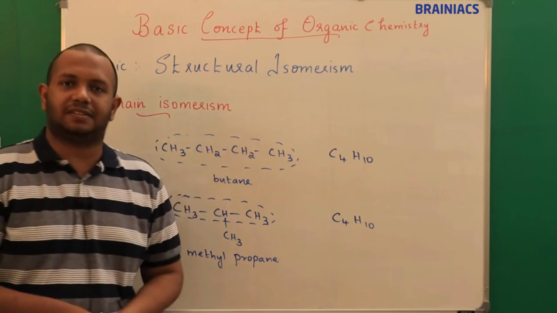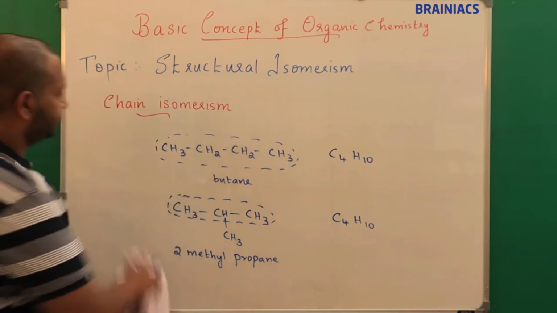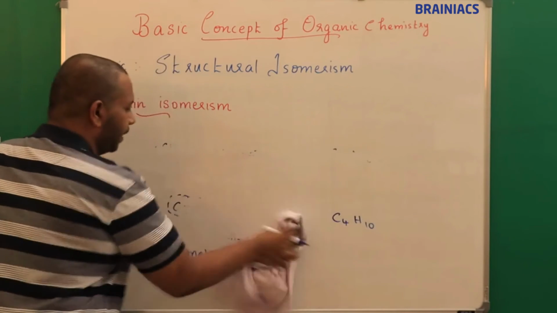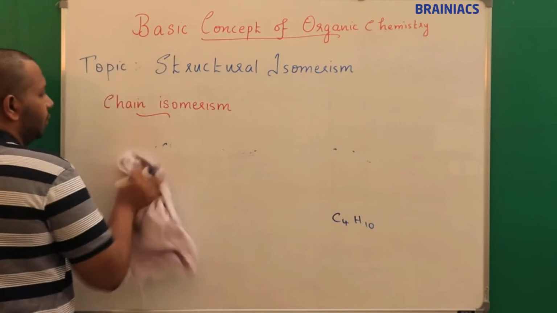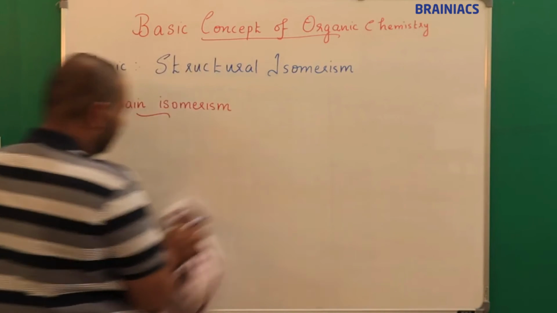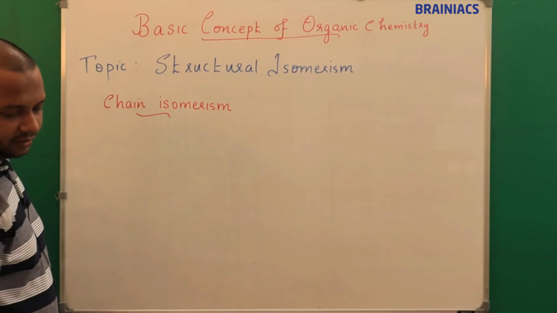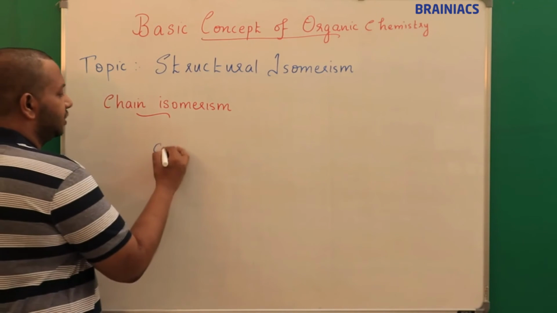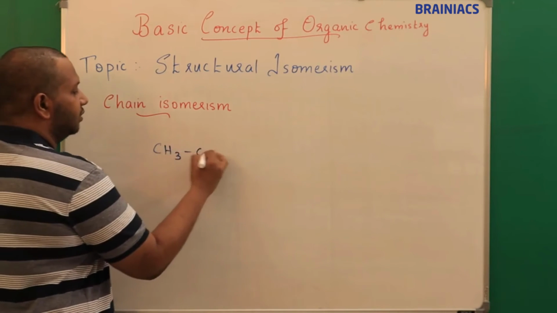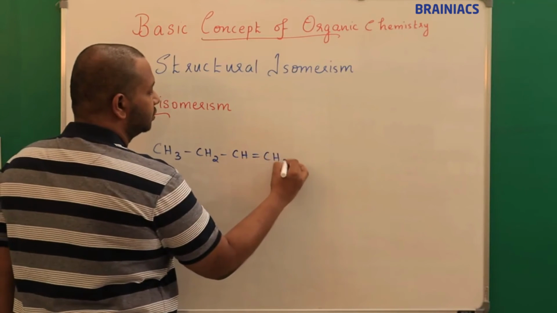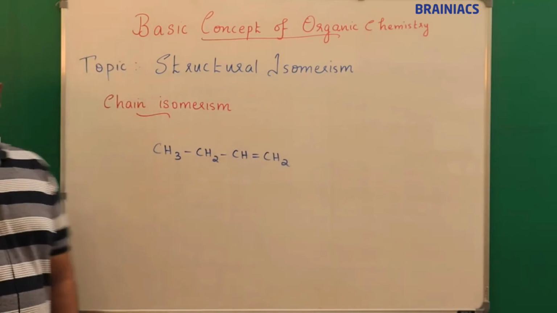We will go to the next example and see it. So this is example 1. Butane and 2-methylpropane are what sort of isomers? You now know that they are chain isomers because they are differing in the principal carbon chain. Now let's see the next example. That is, I am going to take butene. So CH3, CH2, CH double bond CH2. So this is butene, correct?